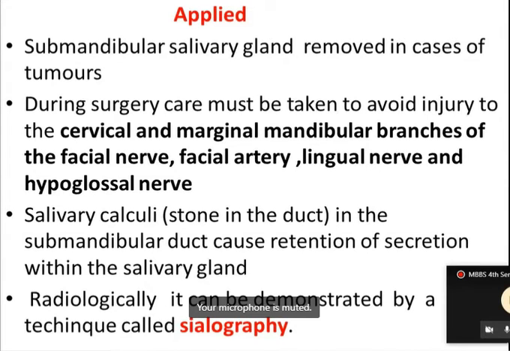Salivary calculi, a stone in the submandibular duct, can be seen. It can cause the retention of the secretion within the salivary gland. And radiologically, it can be demonstrated by a technique known as sialography. So that is the radiographic procedure or the technique to identify the stone in the salivary duct.